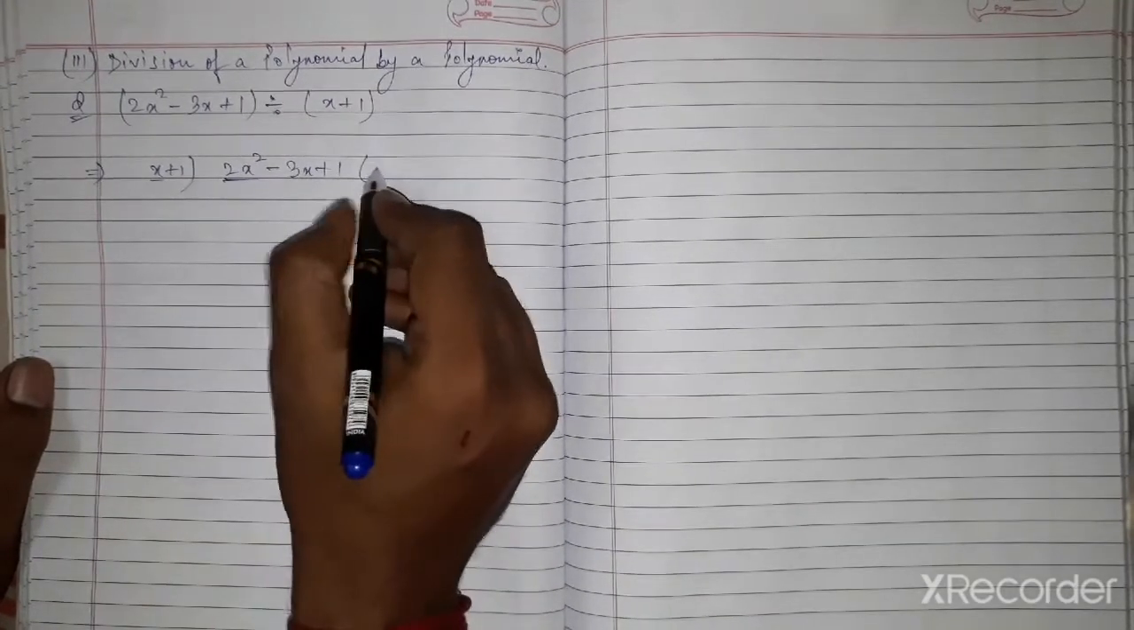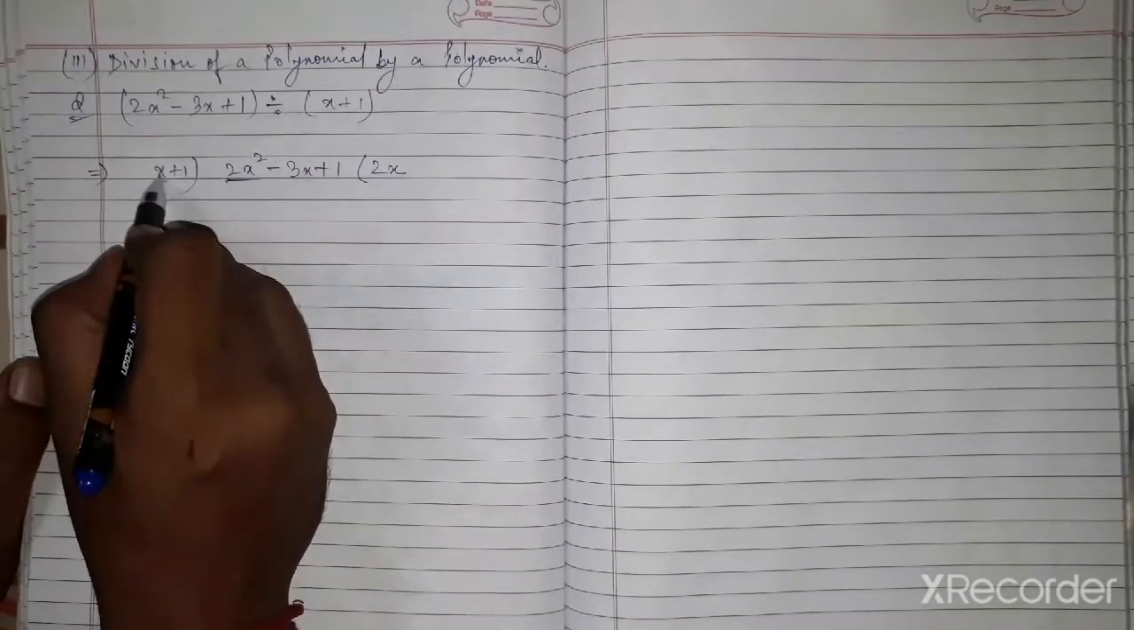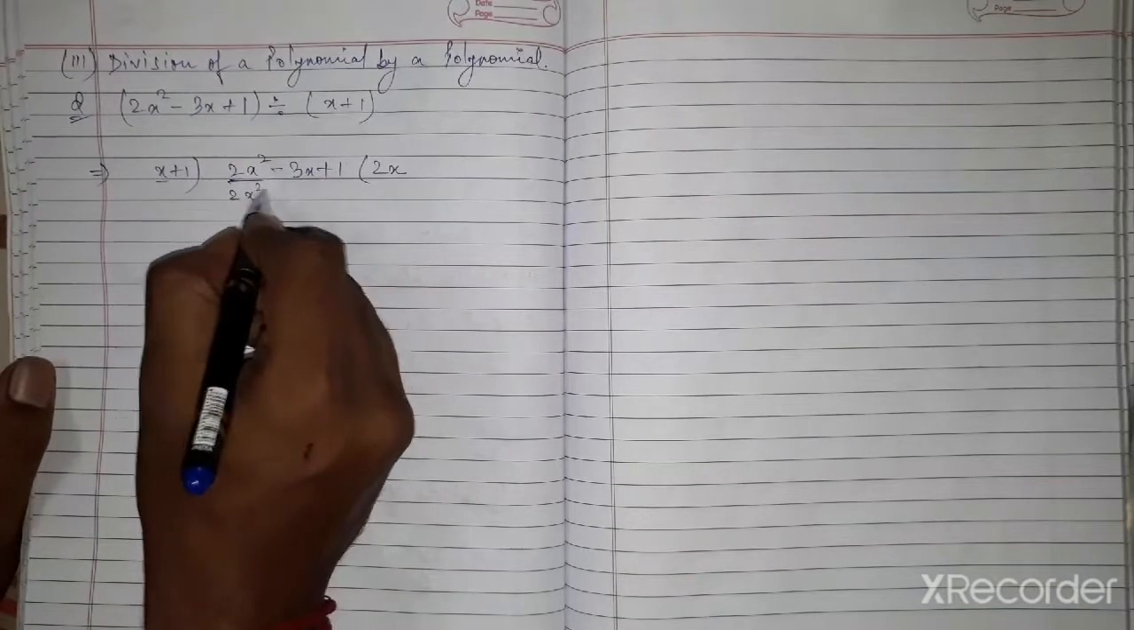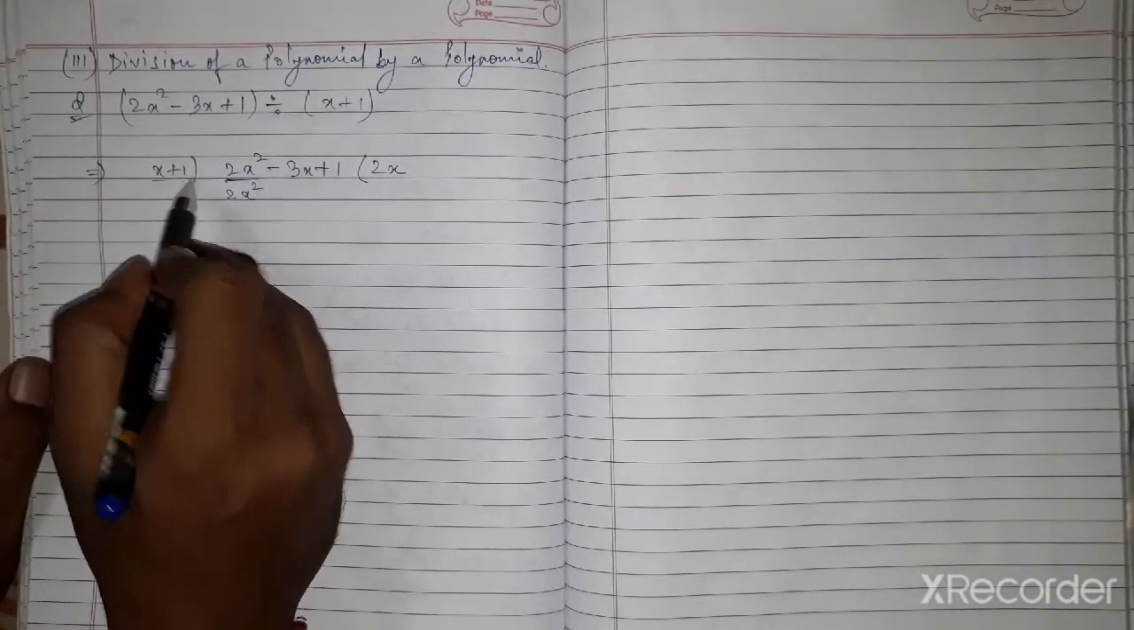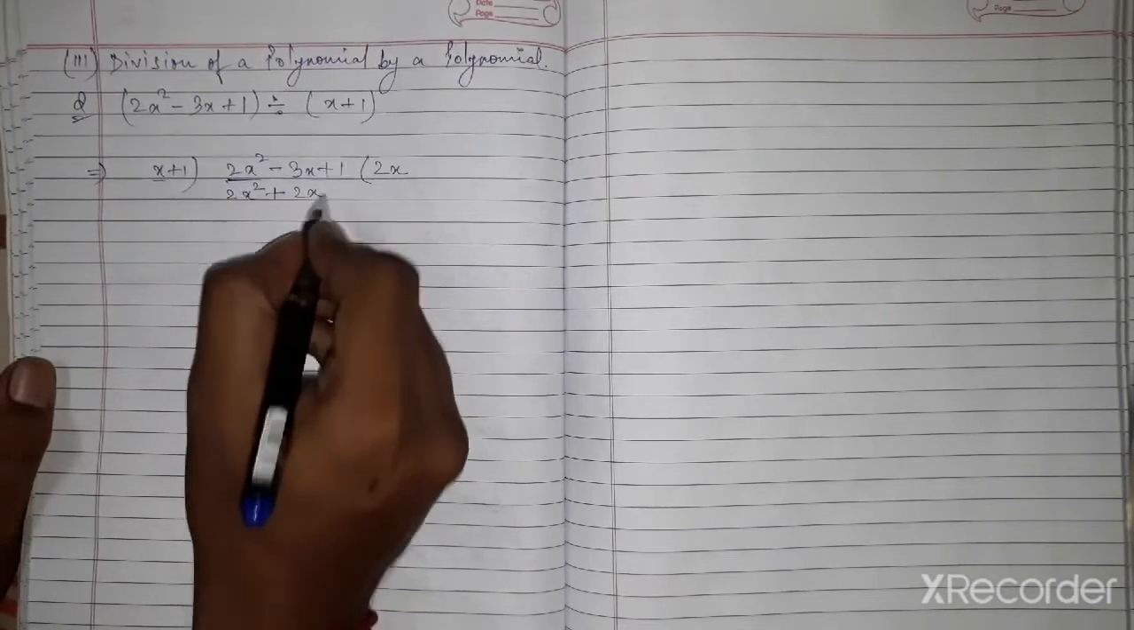Yes, definitely the number is 2x. So when I multiply 2x with x, it becomes 2x square. Now here 1 is also there, so I will multiply 2x with 1, so it becomes plus 2x.